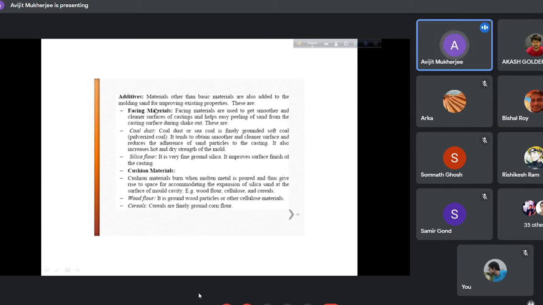Like say facing, as I have mentioned, face is a very susceptible portion. It must give a very smooth surface finish. It must absorb the high heat of the molten metal, the metallostatic pressure, all these. And for that, pulverized coal dust, a powdery mass of coal, also known as sea coal. Coal dust or sea coal, that is pulverized, a powdery form of dust coal.